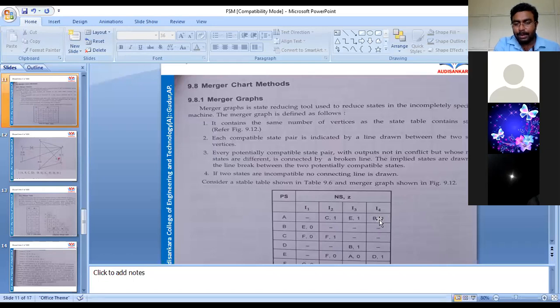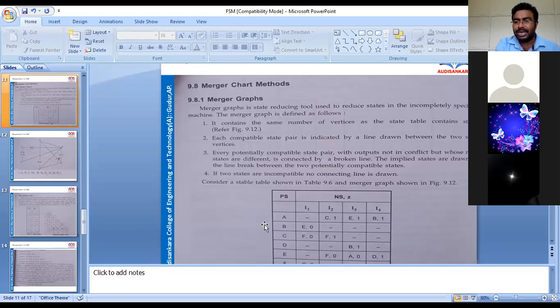What is available? B, 1 with A and don't care with your B. So I can assume that B, 1 is available. Means your next state is the same and your output is also the same in between A and B. Is that true or not, students? When I'm comparing states A and B for different inputs, when the don't care is there, you assume that the same next state and same output is available. So when I'm comparing A and B for each and every input, the same next state and same output is available.